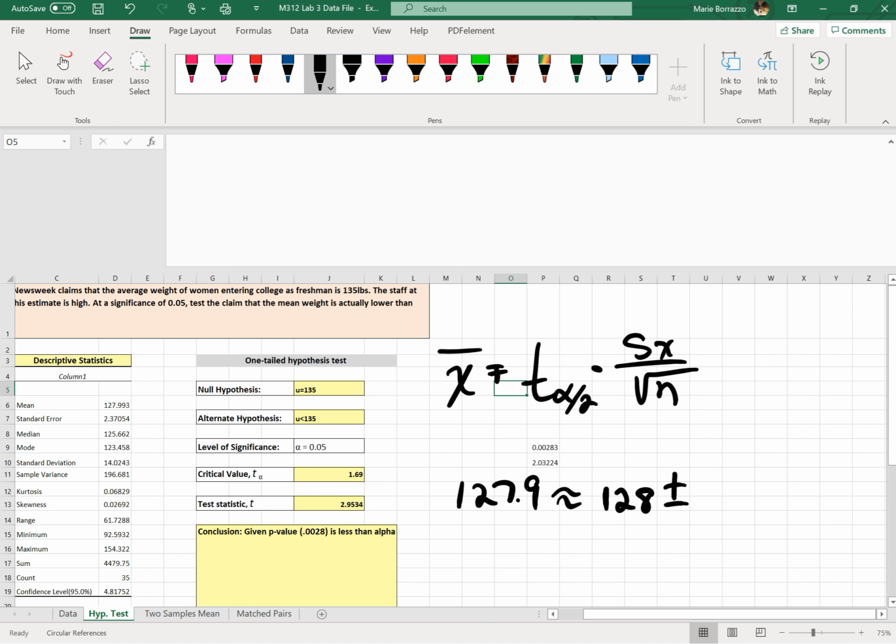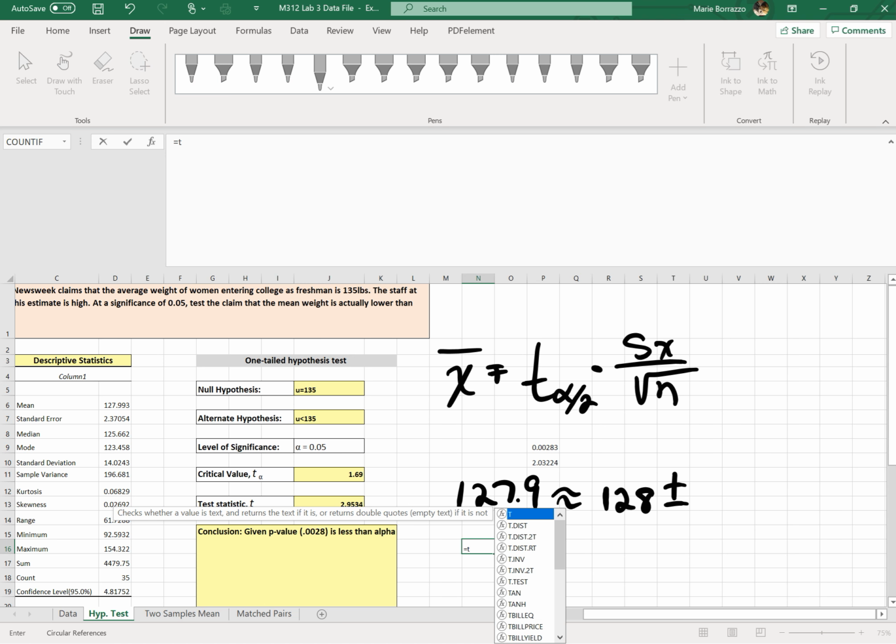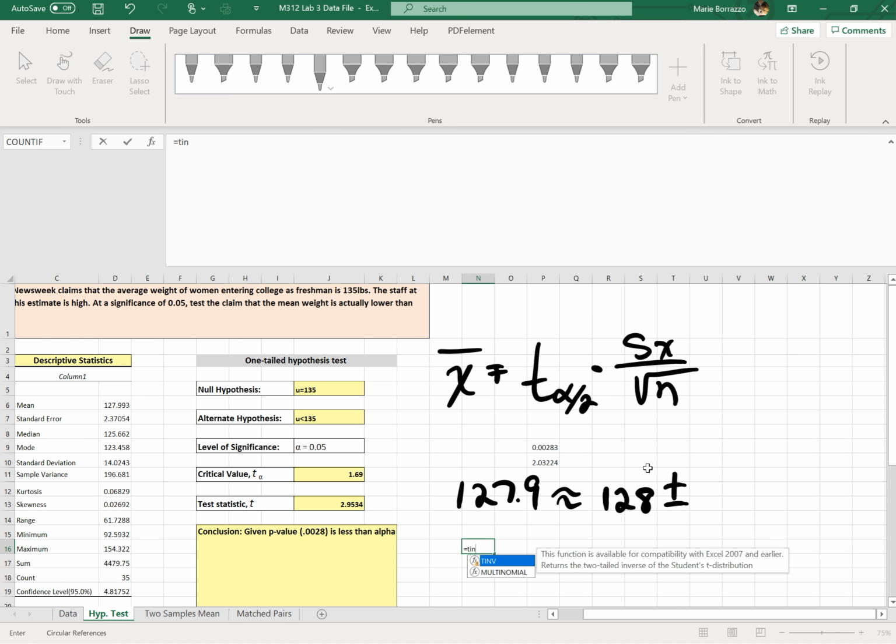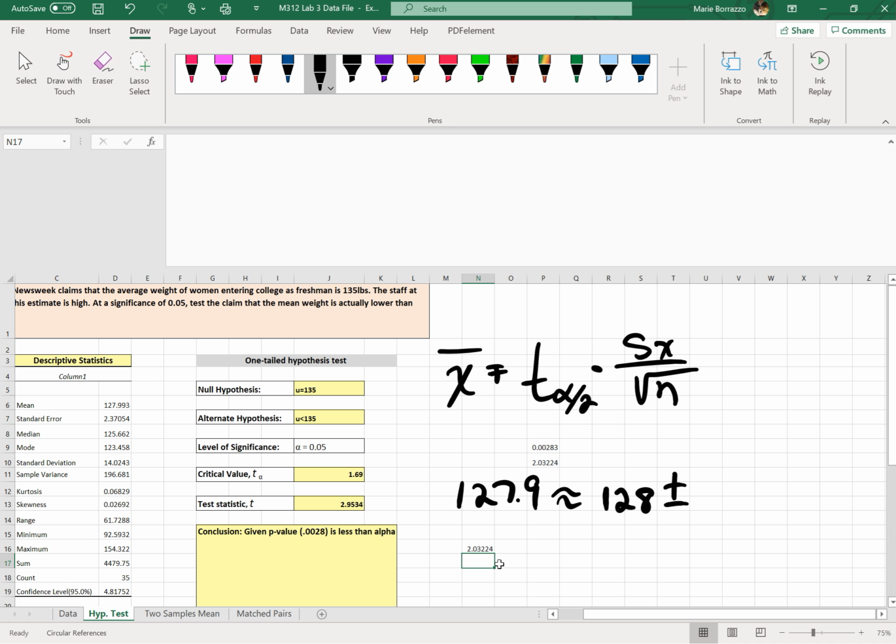the critical t. Now remember, I said to you, because this is a directional hypothesis, we're going to use alpha at 0.05. So if you say equals t inverse, you notice how I have t inverse here. I'm going to put in the 0.05 because I am not splitting that. My degrees of freedom would be n minus 1, which is 35 minus 1, so 34. And you see how I get 2.03224? That is actually the critical value we're going to use, because what I got originally was in relation to the estimate.